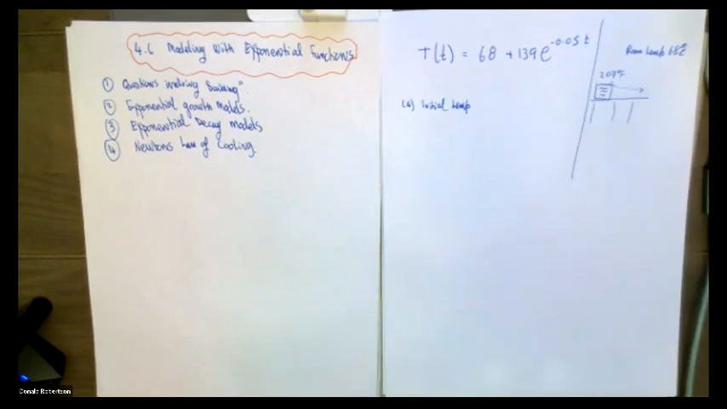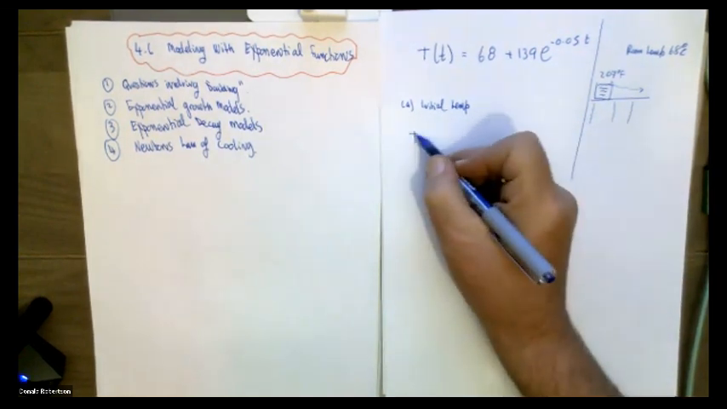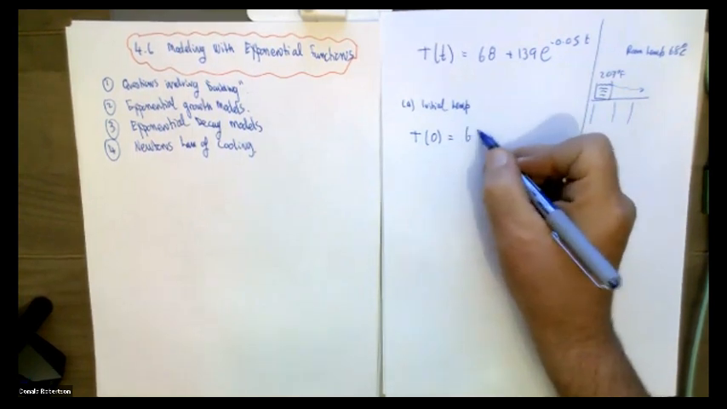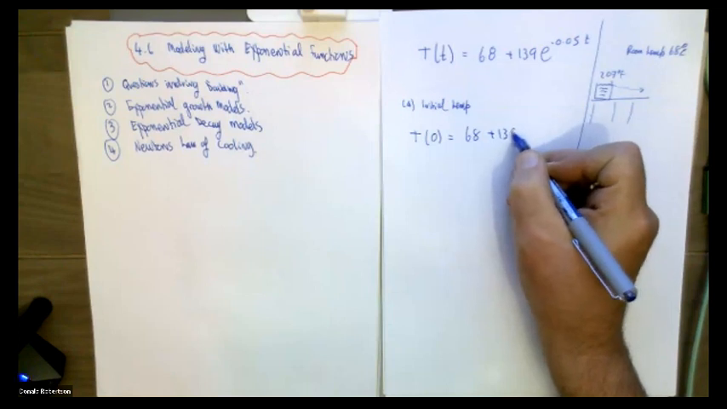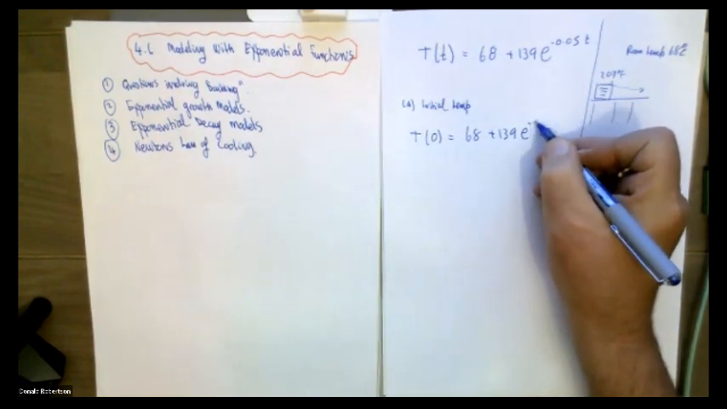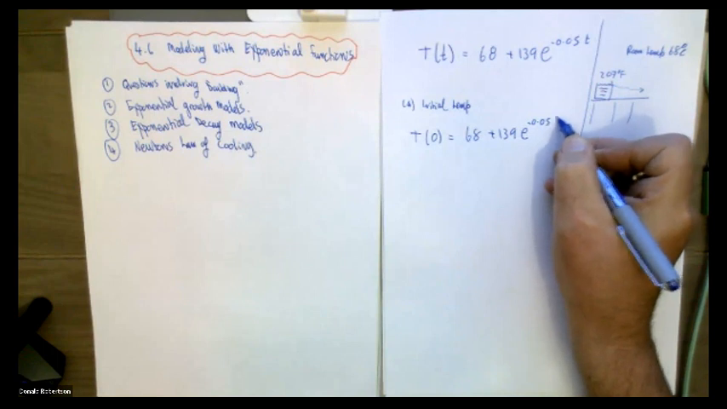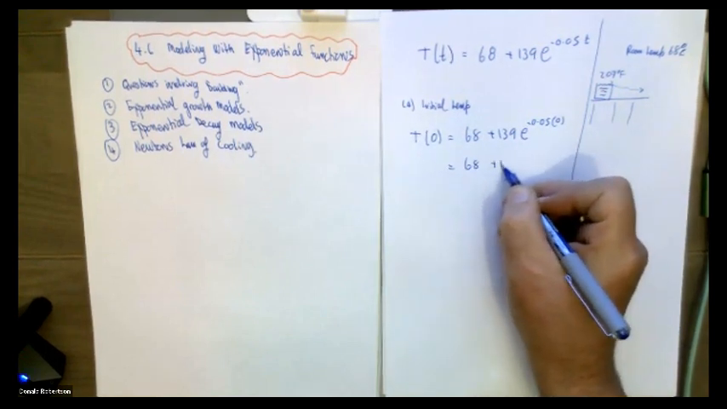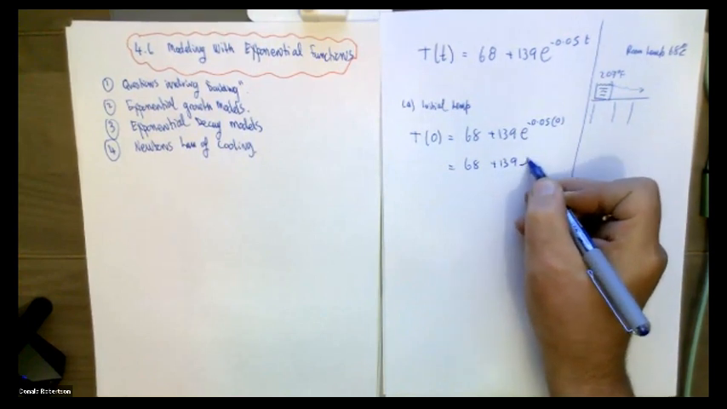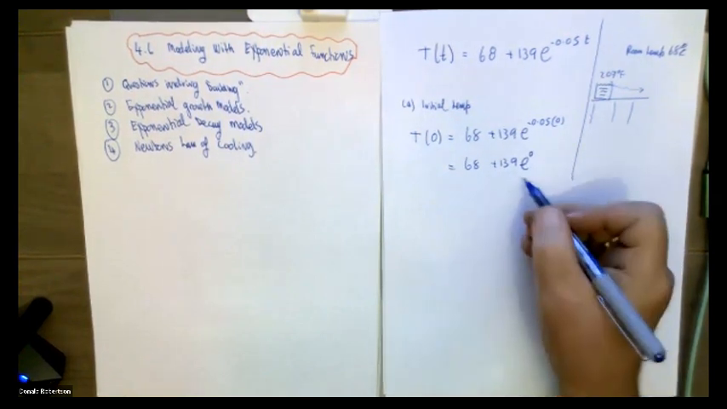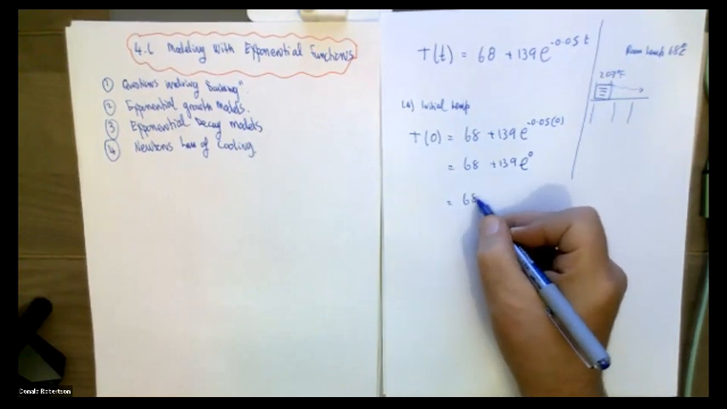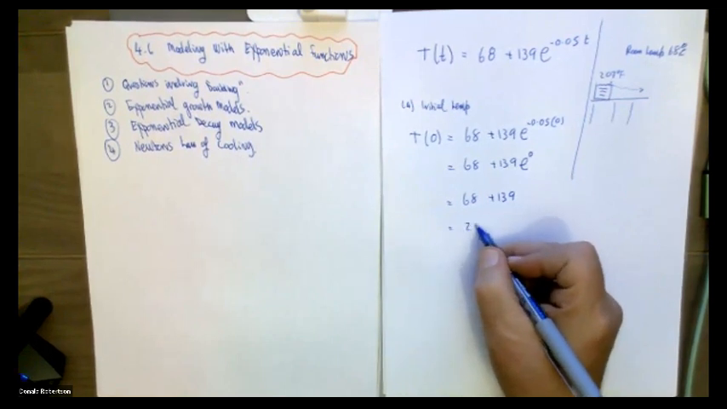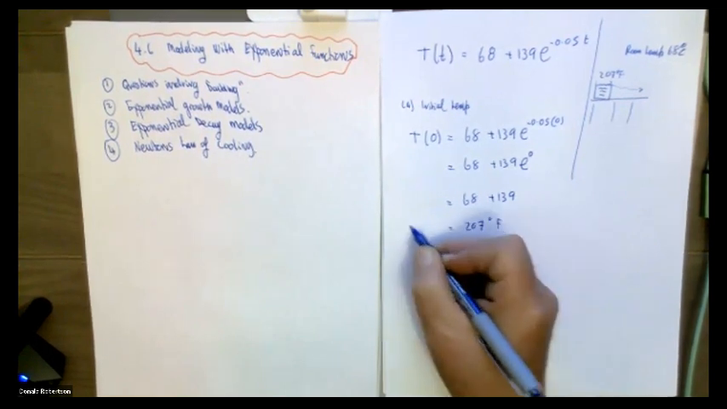Now, I've told you it's 207. Let's show you how I can find out. The initial temperature is the temperature at time 0. So 68 plus 139 e to the power of negative 0.05 times 0. And that's 68 plus 139 times e to the 0. But e to the 0 is 1. So that's 68 plus 139. And I hope that's 207, as I first predicted.